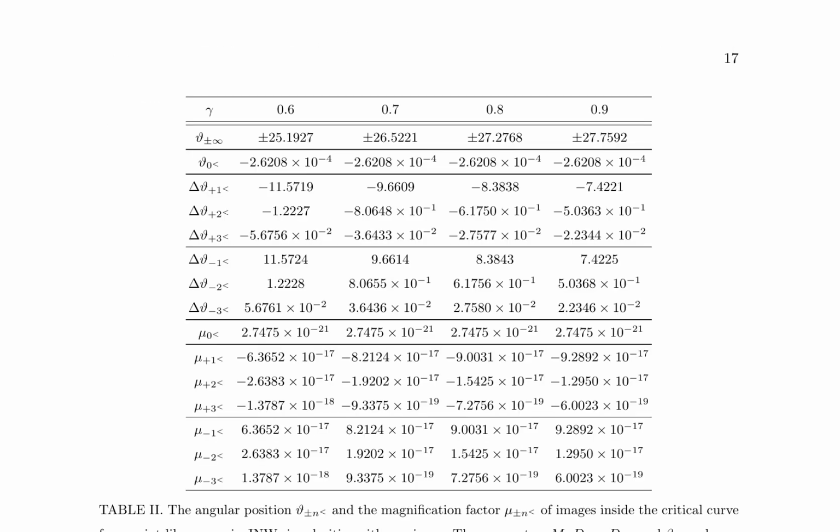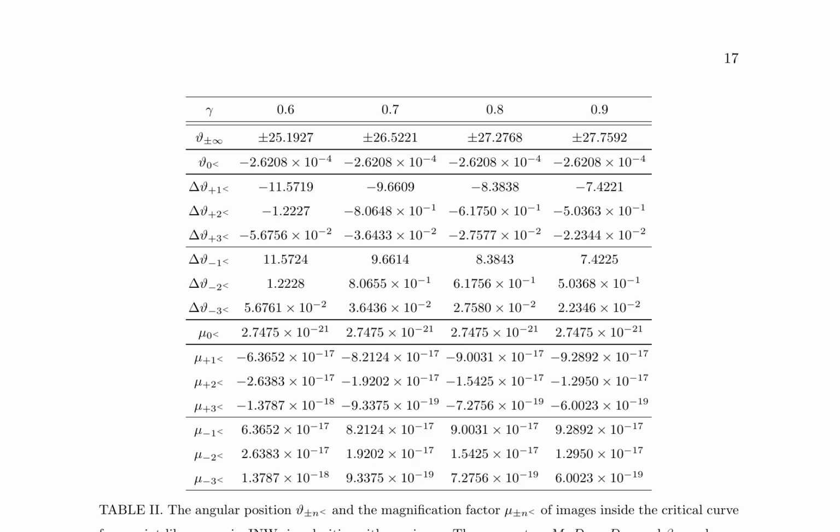In the context of JNW singularities, the provided table presents the angular positions and magnification factors of images within the critical curve for a point-like source, with varying values of the parameter gamma. The parameters m, D_ol, D_ls, and beta are chosen to be consistent with those in Table I, and all angles are expressed in units of micro-arcseconds.